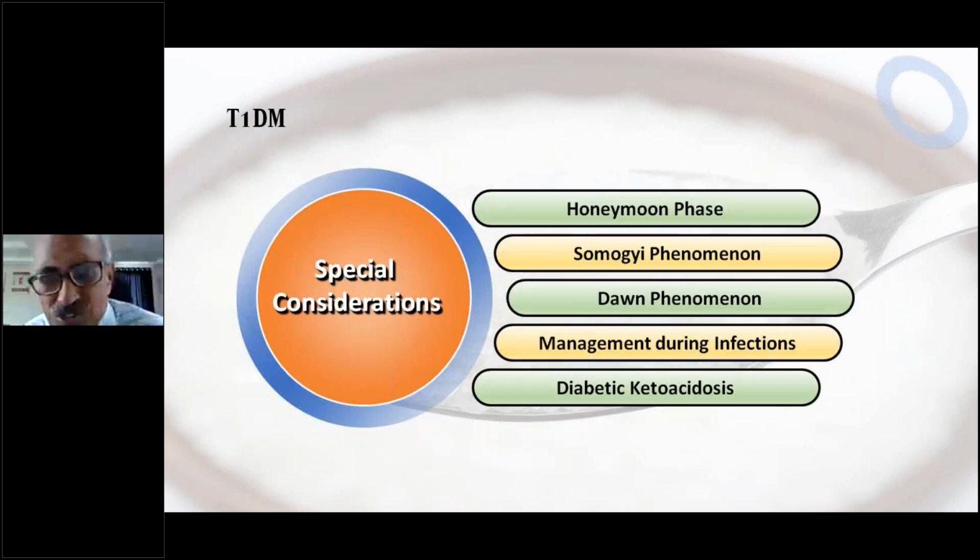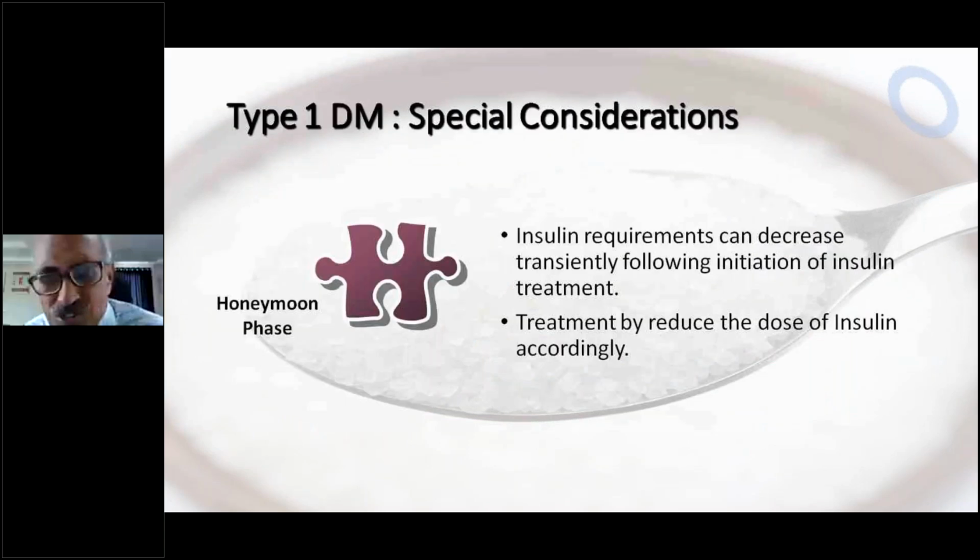Next, there are a few special considerations: the honeymoon period, the Somogyi phenomenon, the dawn phenomenon, management during infections, what will you do? And the last is diabetic ketoacidosis. These are the things which require a little mention, each one special. Let us speak about what is the honeymoon period. I just mentioned initial stages.